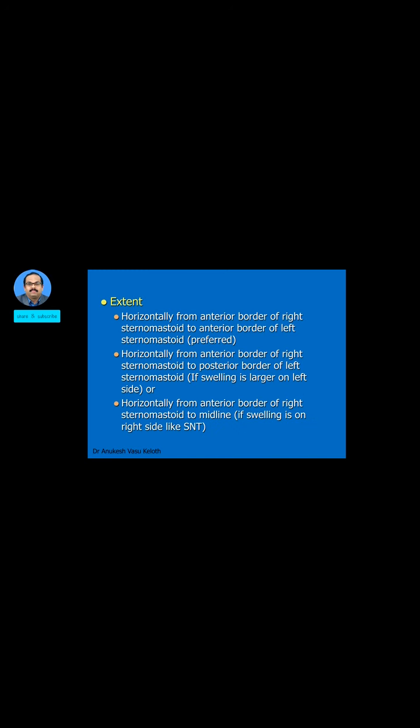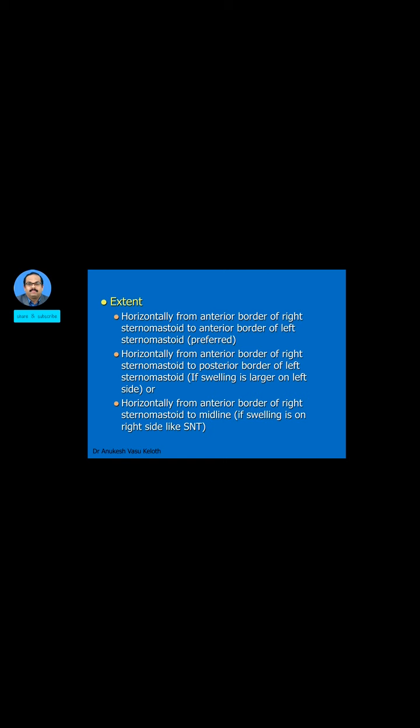Now the next aspect of the position. So you know the site, the position. Now you must say in that position how far it extends, upwards and downwards and sideways. So for the horizontal extent, we have horizontally from the anterior border of the right sternomastoid to the anterior border of the left sternomastoid. This is the standard extent of a thyroid swelling. Now we have options like horizontally from the anterior border of the right sternomastoid to the posterior border of the left sternomastoid, if you think the swelling is larger on the left side. Similarly, you can take it from the posterior border of the right side to the anterior border of the left side, or posterior border to posterior border. So different combinations are there.